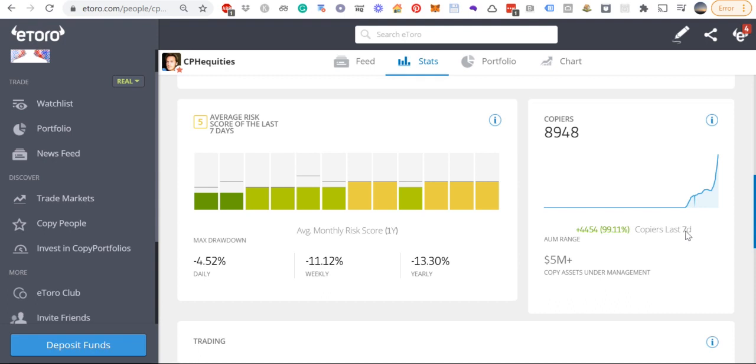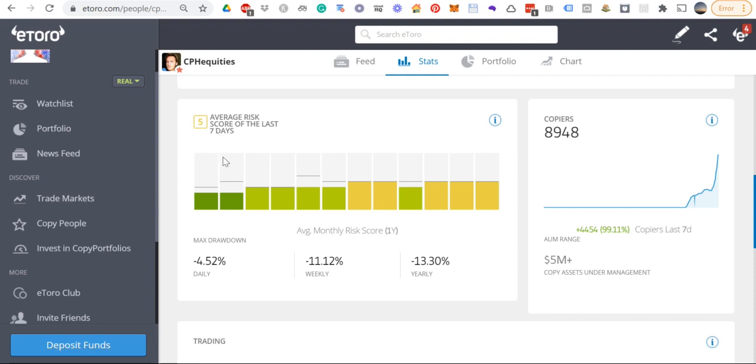The copies in the last 7 days are up 100%. And also, this is another important factor to look out for. This guy's got 5 million plus assets under management. So people have invested through eToro 5 million effectively with this guy, 5 million plus. So it's a vote of confidence.